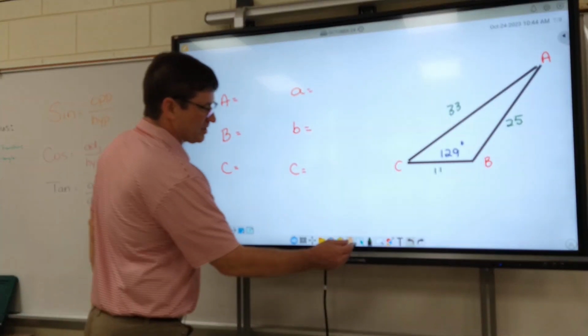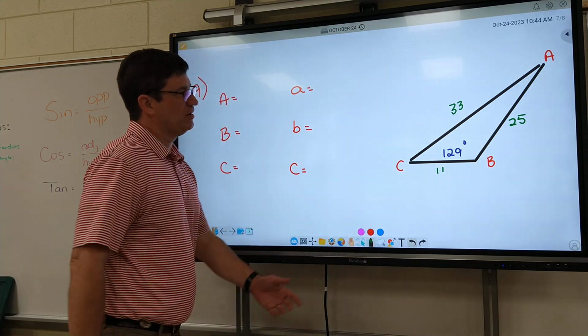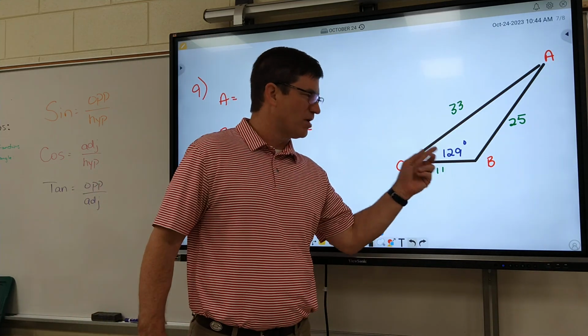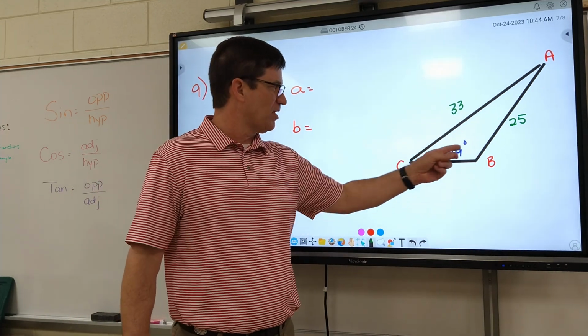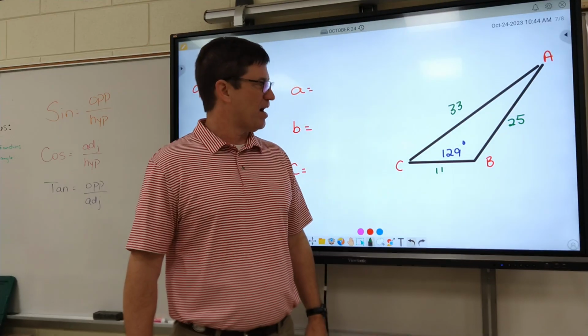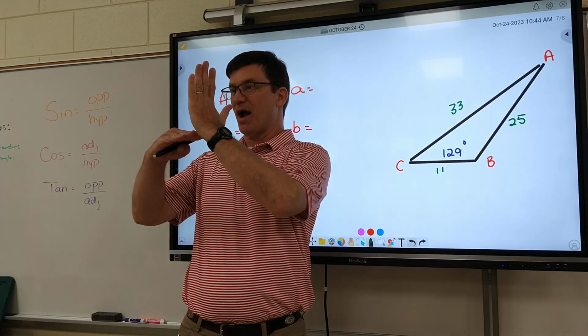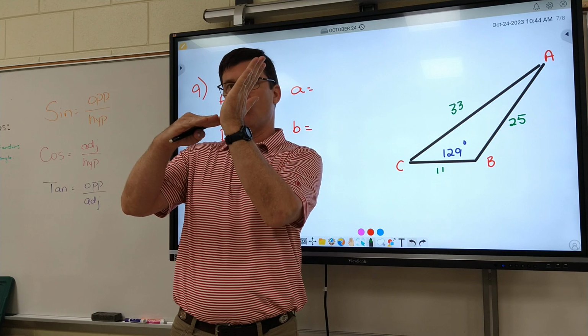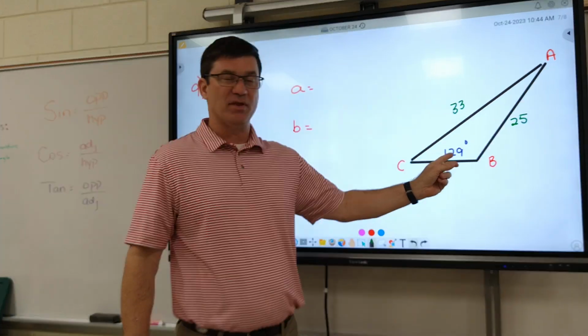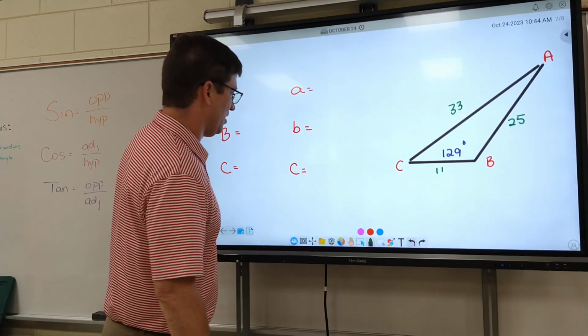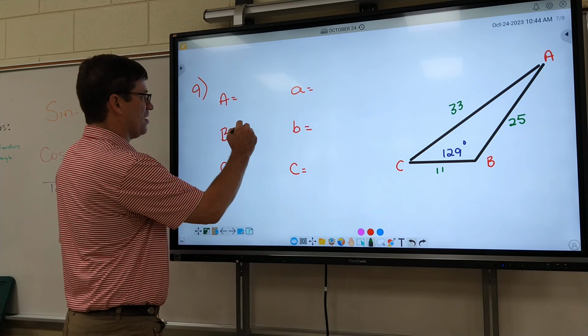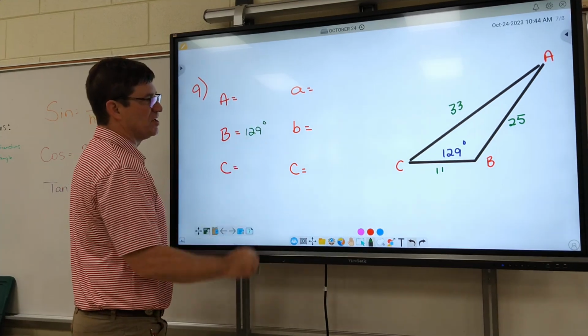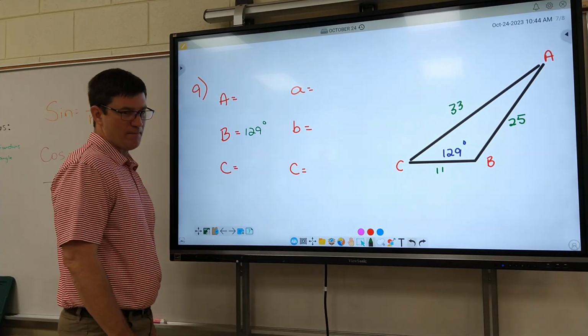Alright, so I was looking at this one this morning, guys, and one thing that confused me a little bit is where does the 129 go? Is that angle C or angle B? Let's think about it. 90 degrees is a right angle. So it's gotta be wider than a right angle for it to be bigger than 90. So it's gotta go for angle B. I thought that might give some of y'all some trouble. 129 goes here. Where does 11 go?